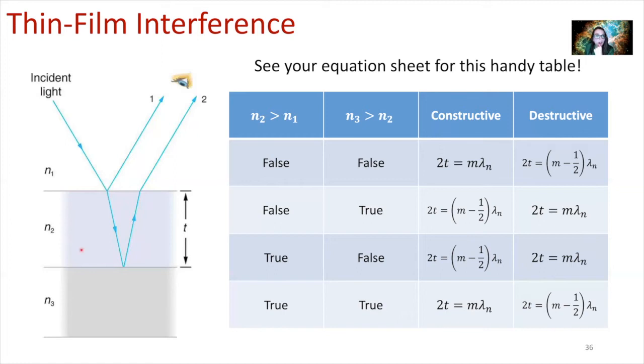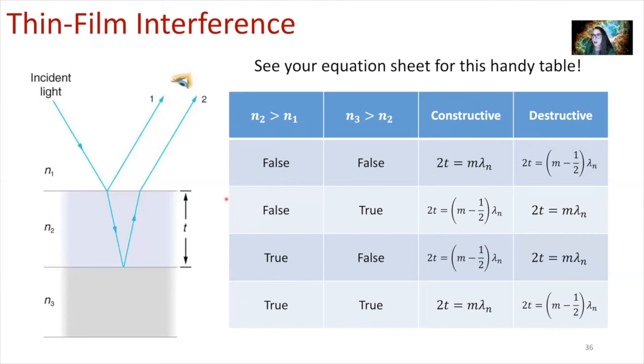So if the index of refraction of our thin film is greater than N1, then we would say true for this condition. Is N2 greater than N1? True. That's true for both of these bottom ones here. Is N2 greater than N1? If it's false, we're up here.